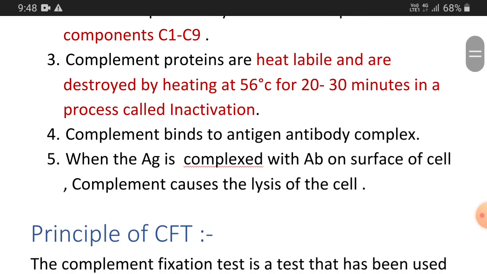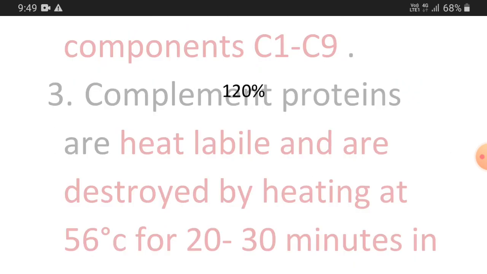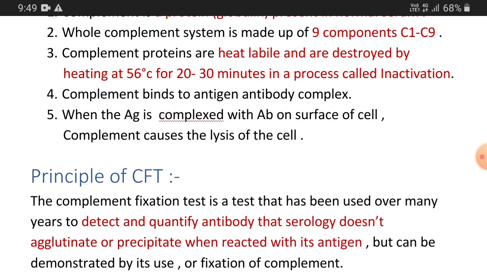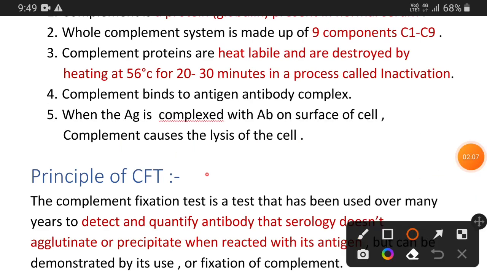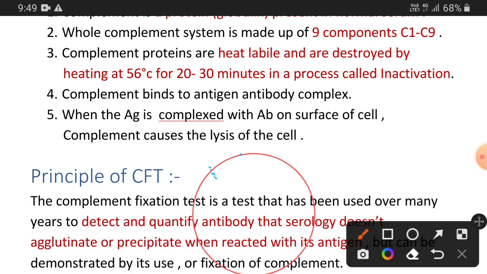So the idea is, suppose this is a cell and on the surface of the cell there are antigens present. Let's say these parts are antigens which are present on the surface of a cell. Let's consider this one as a bacterial cell.